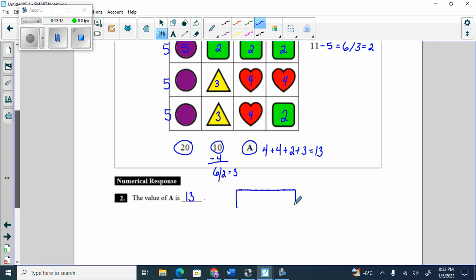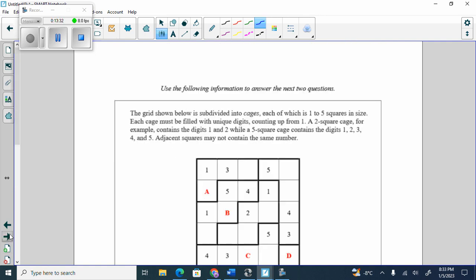And do 4 boxes. Once again. And 1, 3. Fill in left to right. Stop once you filled it in. All right. Next question. Still some more puzzles and games.